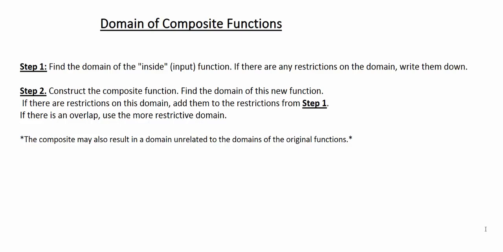Second, we construct the composite function. Then we find the domain of this new function. If there are any restrictions on this domain, we add them to the restrictions from step 1. If there's any overlap, we always use the more restrictive domain. Once we have the domain of our new composite function, we can use that to generate the range as well.